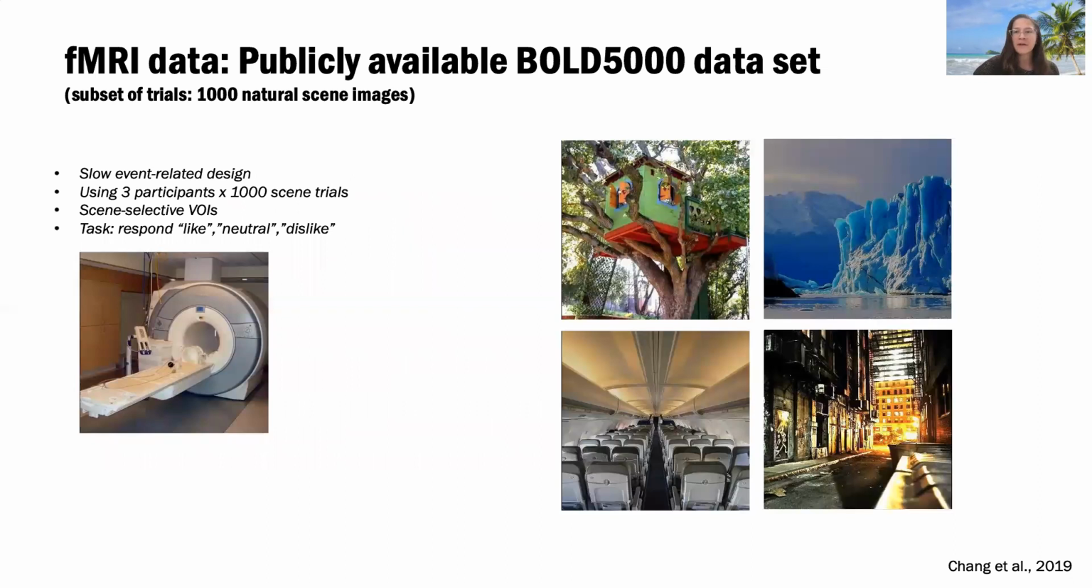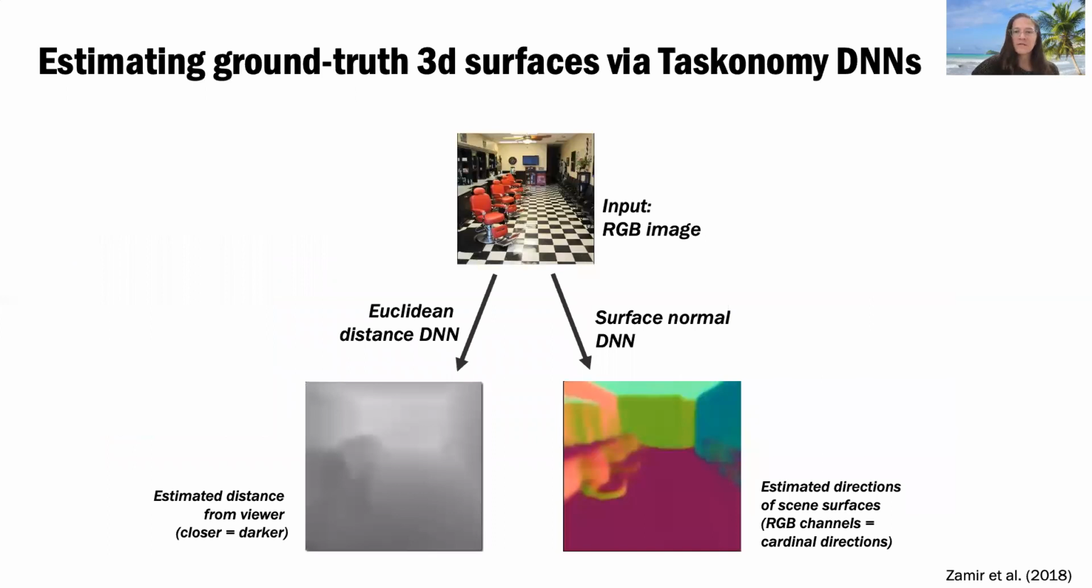We used publicly available fMRI data, the BOLD 5000 dataset. They presented images to participants in a slow event-related design with 10-second long trials, and I chose the 1,000 images from the set that were natural scene images. There were 3 participants who had all of the scene trials, and the dataset also includes scene-selective VOIs. And like a lot of fMRI datasets, these stimuli didn't have ground truth information about the 3D spatial layout of the scenes. So I'll show you how we solved this problem.